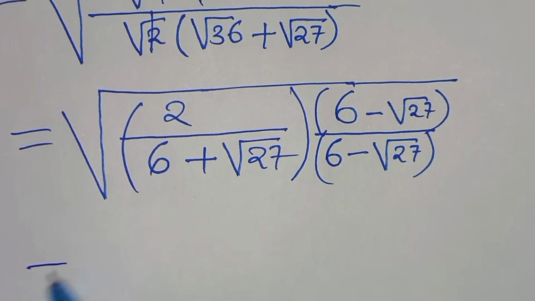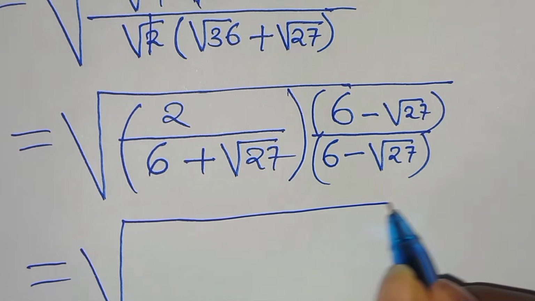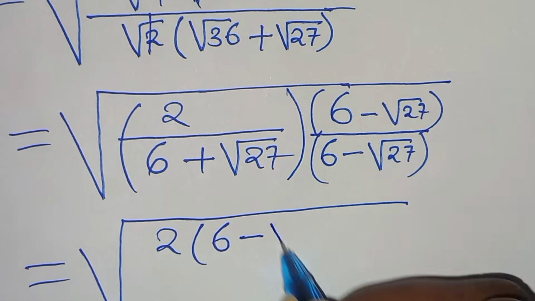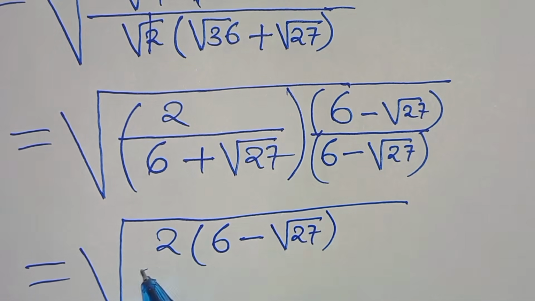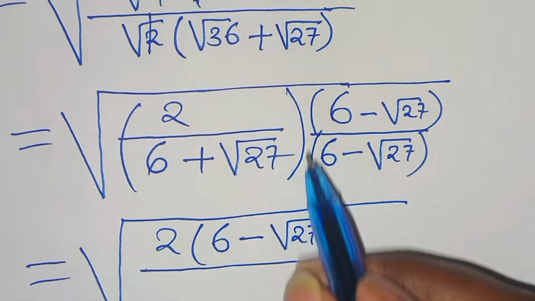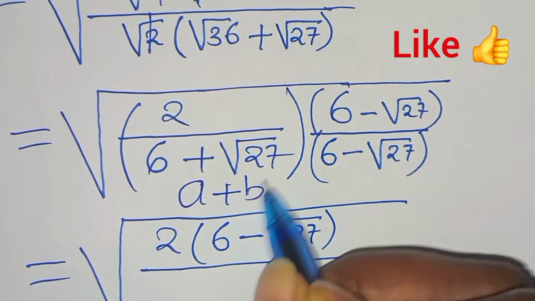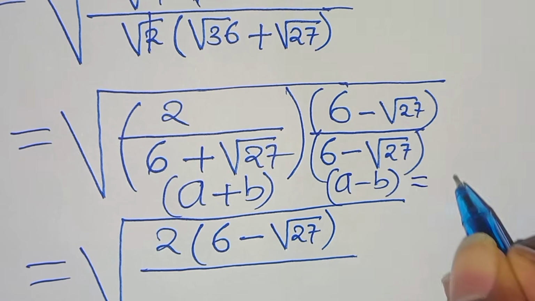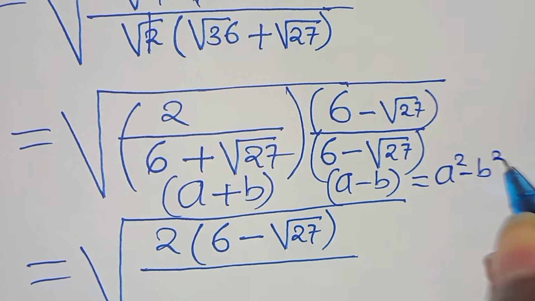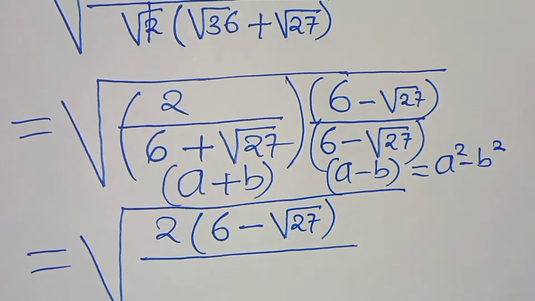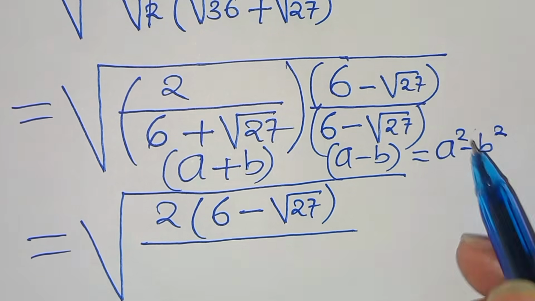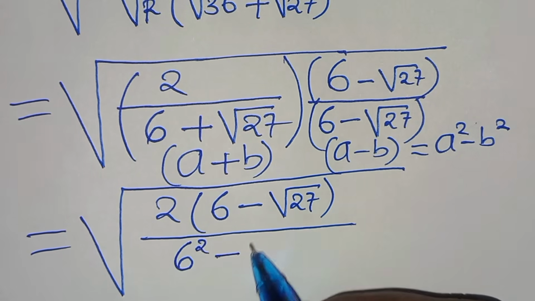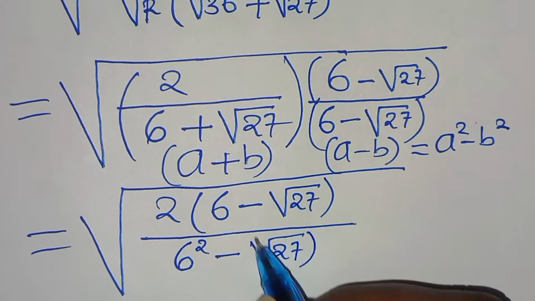So this implies that in the numerator we have 2 multiplied by 6 minus square root of 27, divided by, now 6 plus square root of 27, this is the same thing as a plus b multiplied by a minus b, which we can express as a squared minus b squared. This is the difference of two perfect squares. Applying this identity, then in the denominator we have 6 squared minus square root of 27 raised to the power of 2.